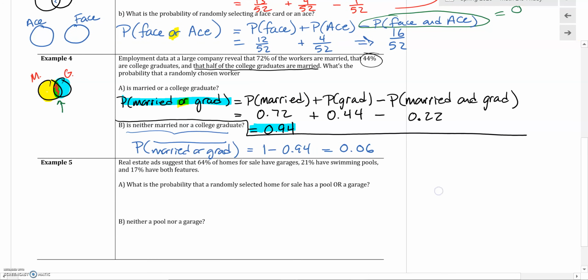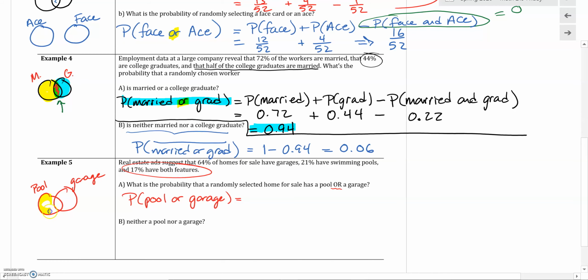Got 1 minute. Let's see if I can do this last example. Real estate ads suggest that 64% of homes for sale have garages, 21% have swimming pools, and 17% have both features. What's the probability of randomly selecting a home that has a pool or a garage? Another or statement. I want the probability of a pool or garage. Again, it's confusing to me, so I just write it out. I know I've got some houses with a pool, I got some houses with a garage, and some have both, so there's overlap.